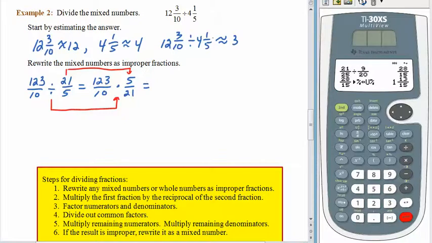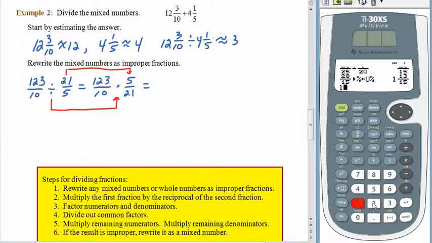123 is divisible by 3 because if I add up the digits, 1 plus 2 plus 3 is 6, the answer is divisible by 3. It's kind of a nice trick that only works for 3s and 9s. So we should probably check here. Actually, I could have done this in my head, I guess, because 12 is divisible by 3 and so is 3. But 123 divided by 3 is 41.